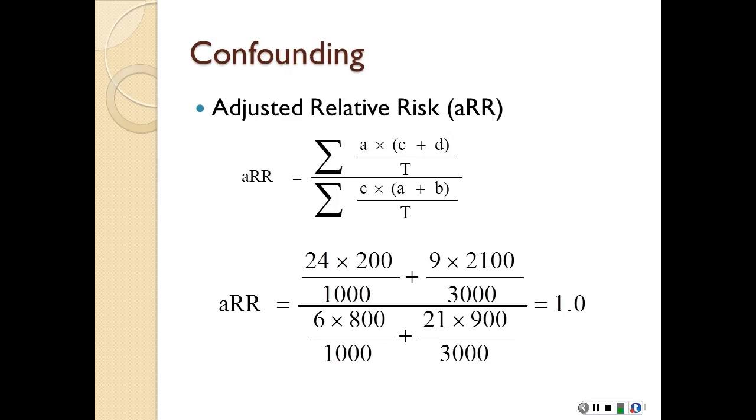Now I want to point out that to be a confounder, it does not have to make the relationship disappear. It has to make the relationship change. So if we had calculated the adjusted relative risk and it was 2.5, it would still be considered a confounder because 2.5 is substantially different from 1.65, right? So it doesn't have to make the relationship disappear, it has to make it change.